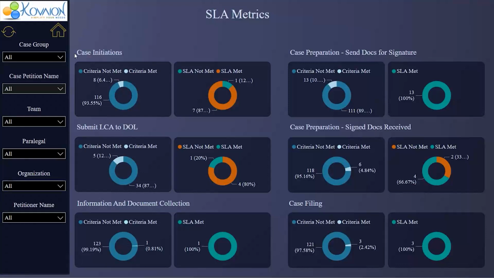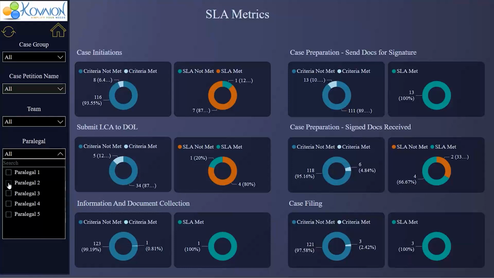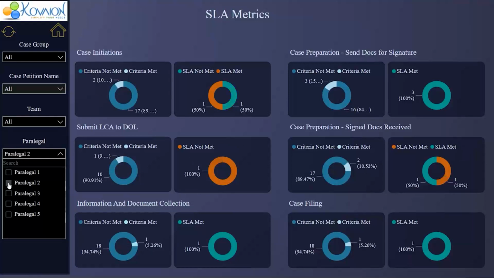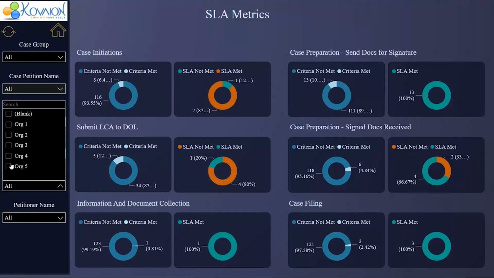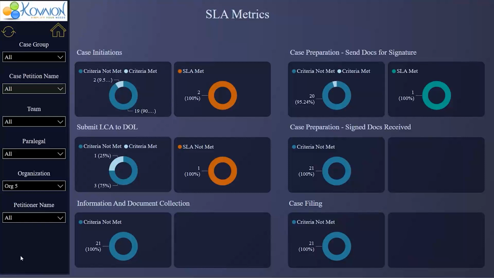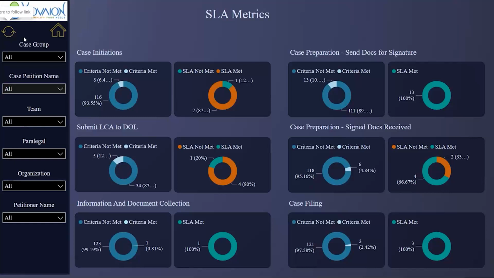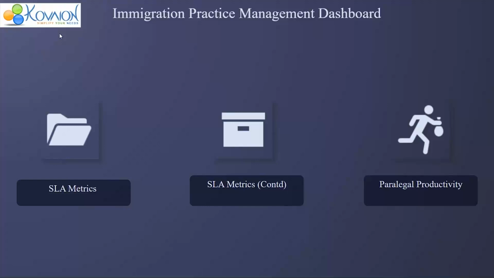Along with this, we also have a slicer panel, which helps the user to filter the cases as per their requirement and get a hold of the information. The user can filter it based on paralegals and have a view of the information. The user can also filter it based on organization and get a similar view. The same goes for the rest: petitioner name, team, case petition name, as well as case group. The slicer panel also consists of a refresh button, which helps the user to clear all selections. And finally, click on the home icon to get back to the landing page.